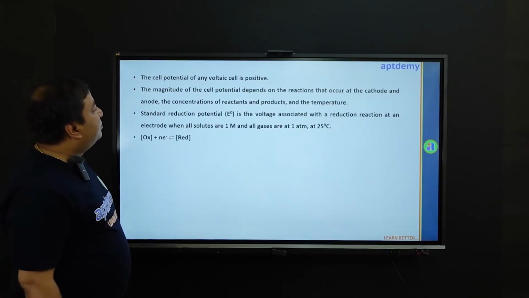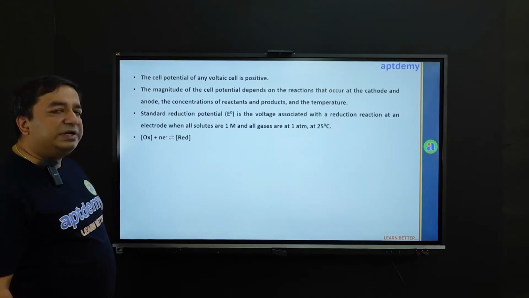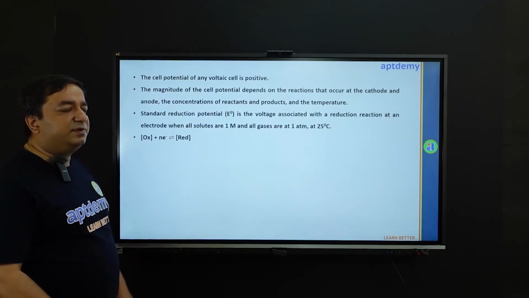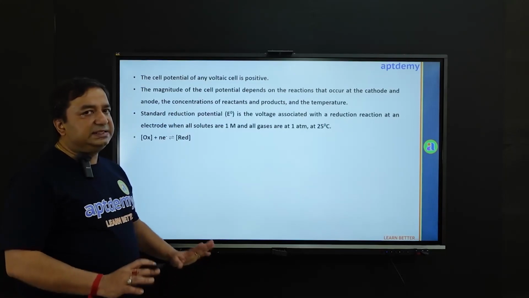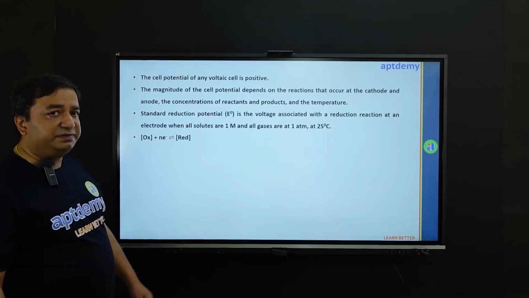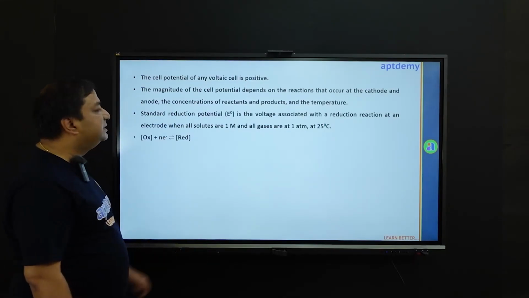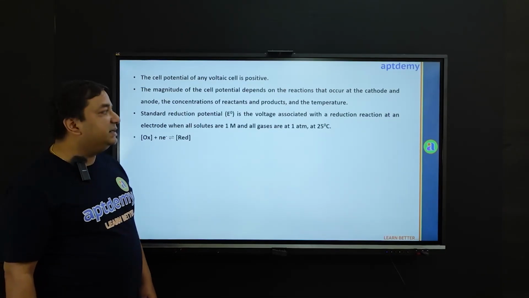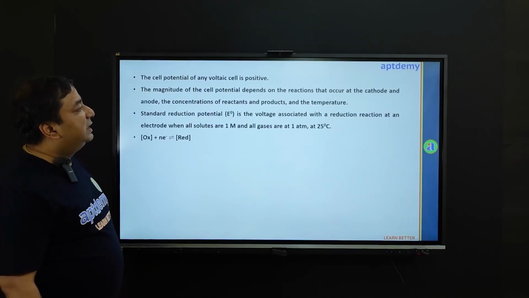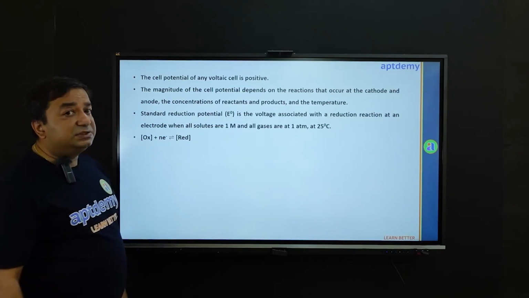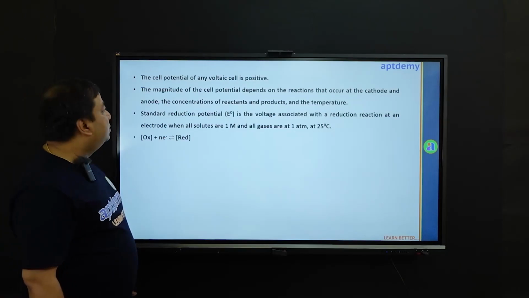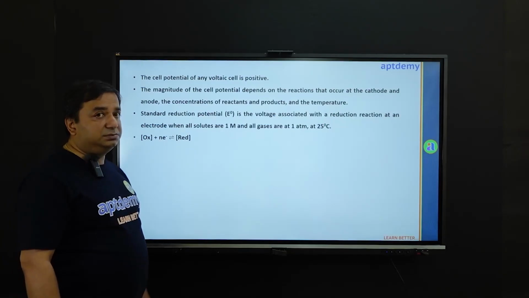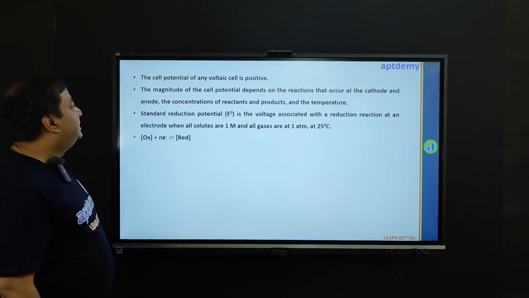Some more things about the cell potential. The cell potential of any voltaic cell is positive. We will be discussing spontaneous and non-spontaneous reactions. For any reaction to be spontaneous, E cell has to be positive. Otherwise, if it is negative, it is called a non-spontaneous reaction, which means the reaction will not occur. The magnitude of the cell potential depends on certain factors: the reactions that occur at the cathode and the anode, the concentration of the reactants and the products, and also the temperature.